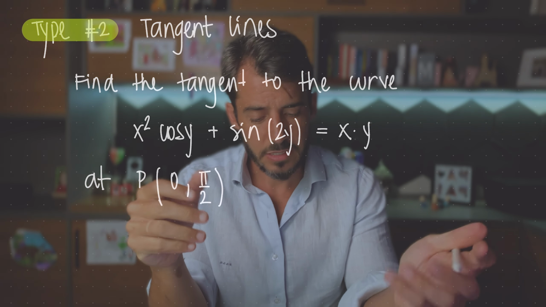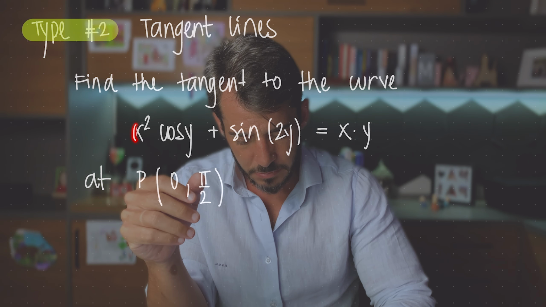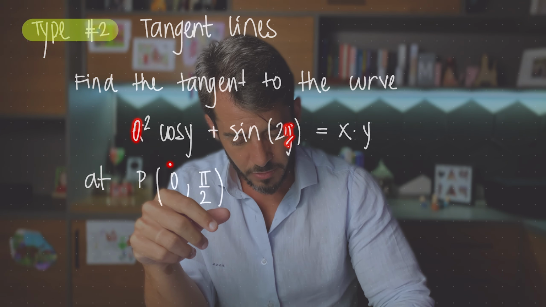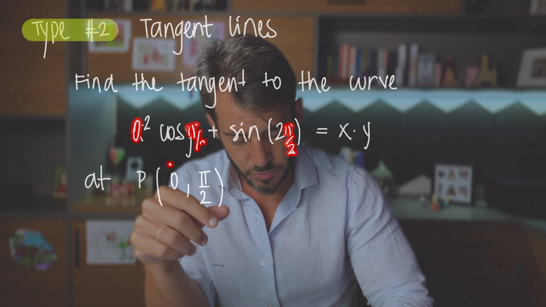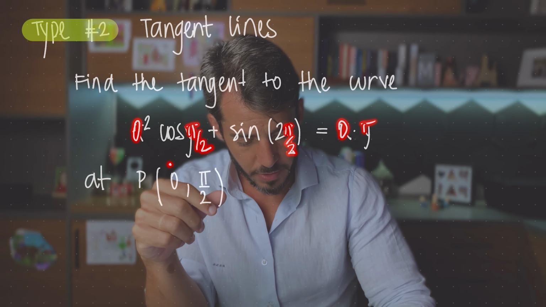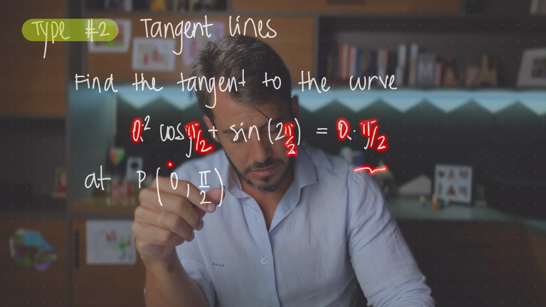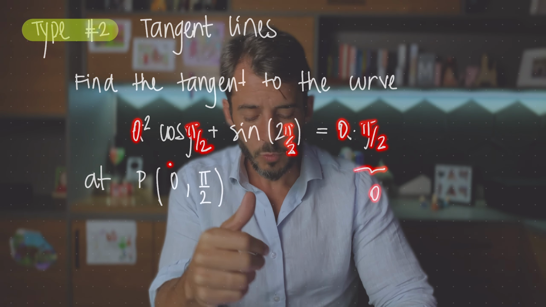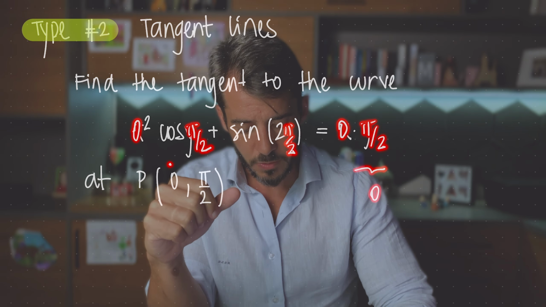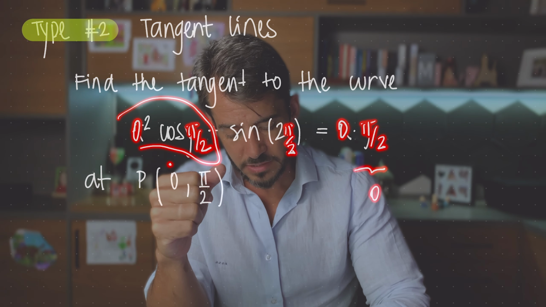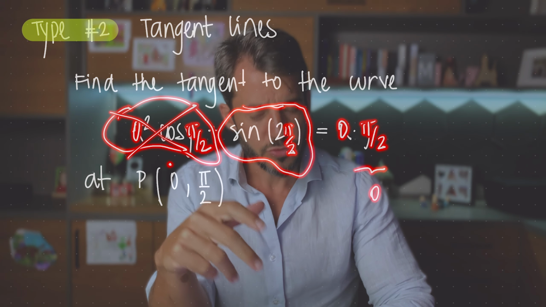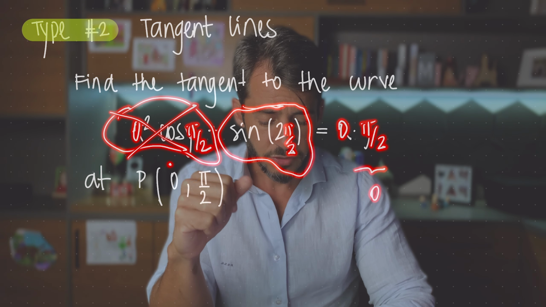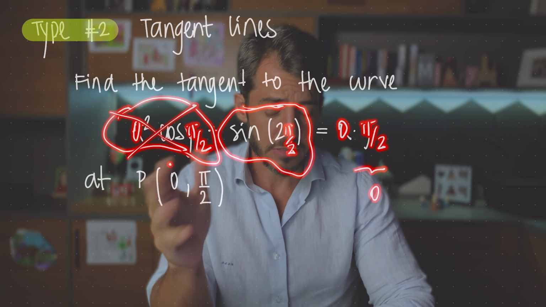But if you want to test it out, you can replace x by 0, which is exactly this coordinate right here, and y by pi over 2. On the right hand side we get 0, which means that if the curve actually crosses this point, we should get 0 on the left hand side as well. On the left hand side we have 0 times something plus sine of 2 times pi over 2, which is sine of pi, which is equal to 0. So this point actually belongs to the curve. The curve crosses this point.